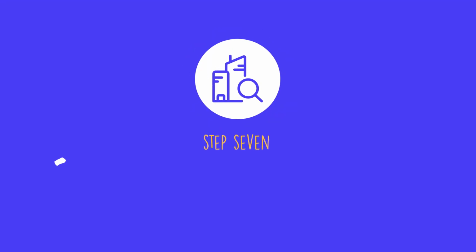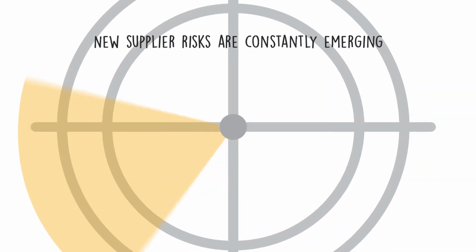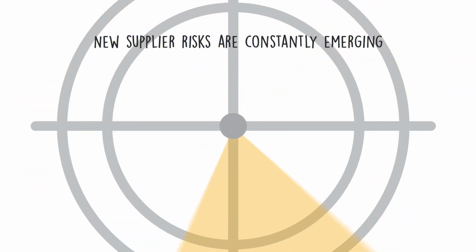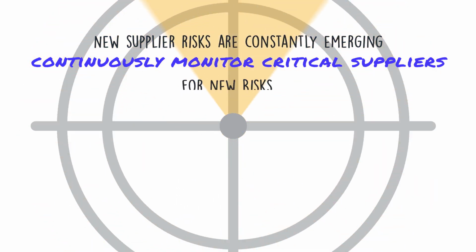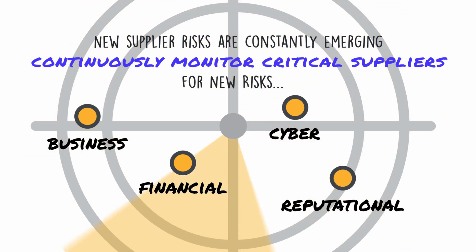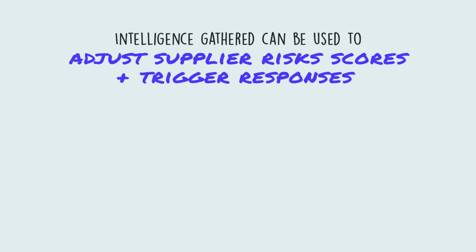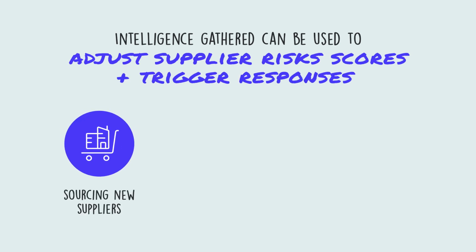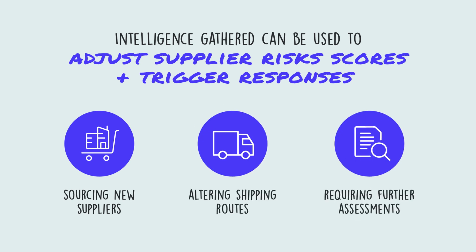Step 7. Continuously monitor for new supplier risks. New supplier risks are constantly emerging, so it's important to continuously monitor your critical suppliers for new business, financial, reputational, and cyber risks. Intelligence gathered can be used to adjust supplier risk scores and trigger responses, such as sourcing new suppliers, altering shipping routes, or requiring further assessments.